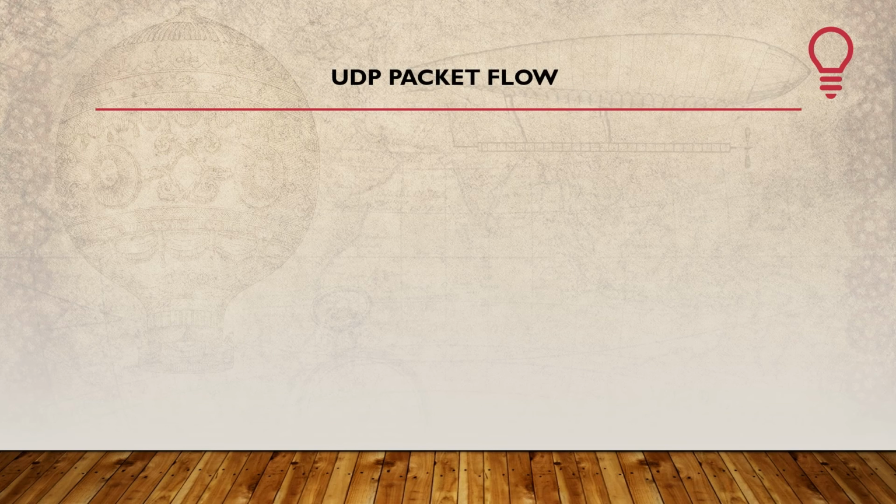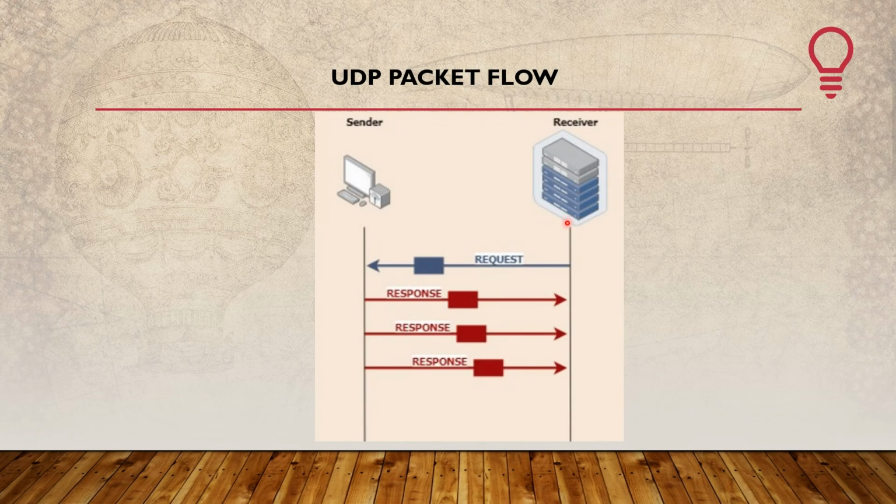Now let us see the UDP packet flow. In UDP packet flow, the receiver will request the data, and the sender will respond to it. It is not like a three-way handshake and all. There is no acknowledgement, nothing. Request and response. That's it.